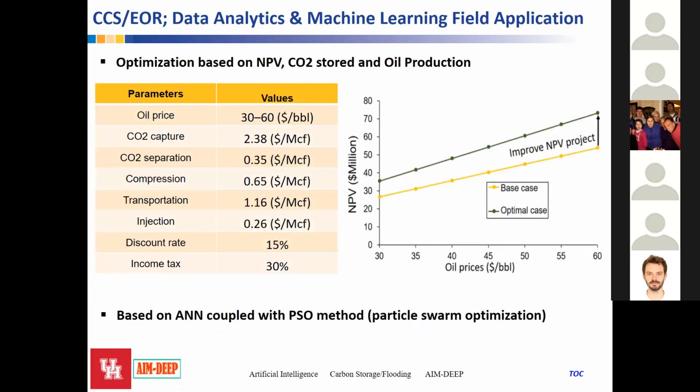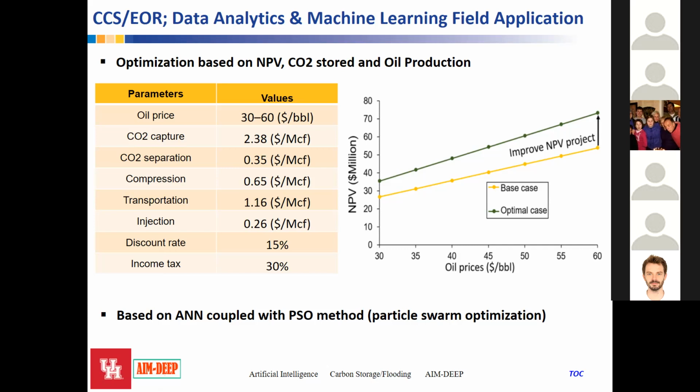Well, this slide shows the economic evaluation of the CCS process coupled with EOR. They used typical values for the oil price, including the variations over time, and CO2 capture, separation, compression, and different kinds of expenses that they had. And they tried to optimize NPV, which is the heart of a successful project, to make sure that the project of CCS combined with EOR is going to be economical.